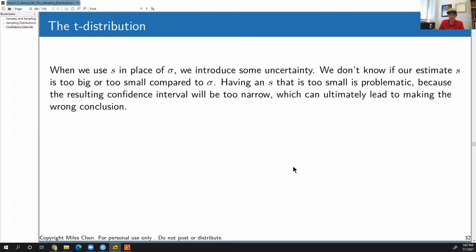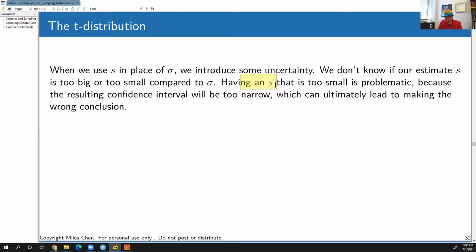So what could happen is that if your sample's standard deviation s is too small, your resulting confidence interval could end up being too narrow, right? You're supposed to say I want to go up or down 2 standard errors, but now your estimate of the standard errors may be too small, and that could lead to a confidence interval that is too narrow, and that could end up leading to the wrong conclusion.